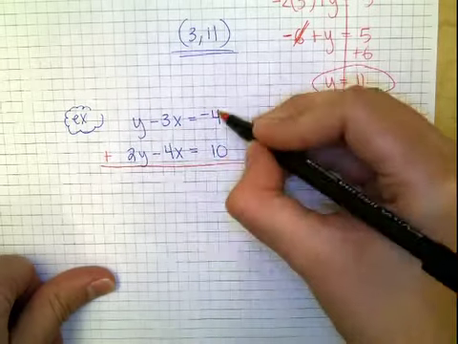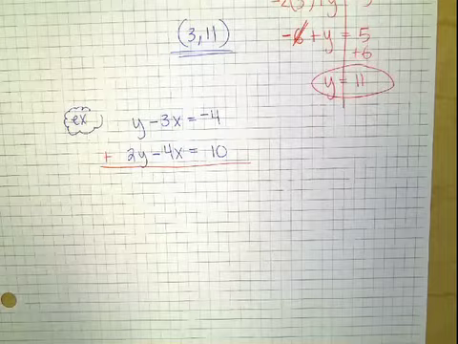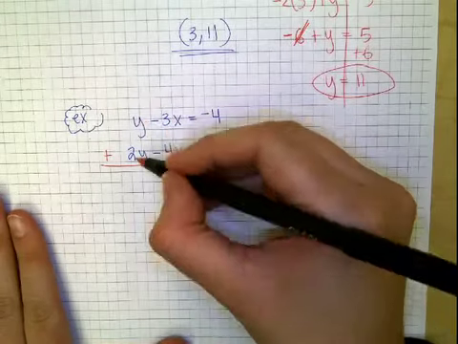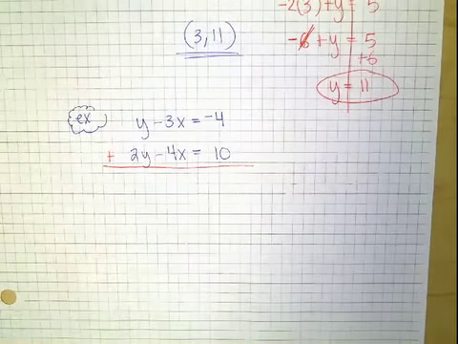I got y's and x's and 4 and 10 here, but nothing actually eliminates. -3 and -4, those don't cancel. Y and 2y, those don't cancel. So we have a situation. We have a problem. Here's what we can do to fix it.